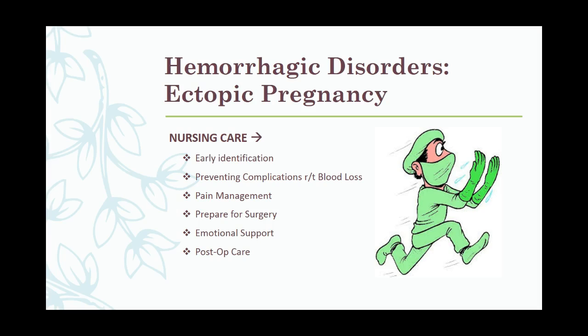These people need to be typed and crossed. They probably are going to have to receive blood transfusions. They may need vasopressors to help keep their blood pressure up if they are in severe hypovolemic shock. So lots of different things that we can do to prevent those complications of blood loss. Oxygen would be another one.